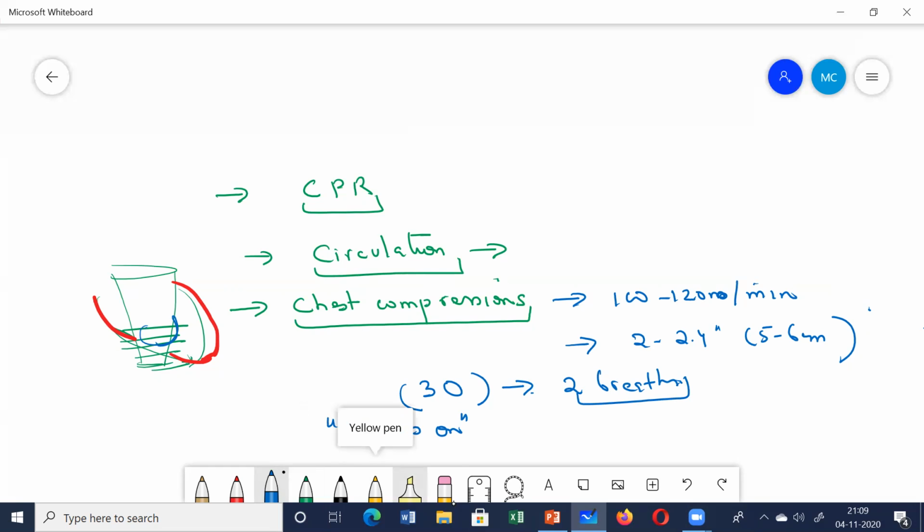Suppose more than one rescuer is present, rescuers should change their roles after every 2 minutes, so that if one is getting tired, after 2 minutes the second person can give the compressions. This is very important. And remember, the trained rescuer who feels confident that he can perform both compressions and ventilations should open the airway using a head tilt chin lift.